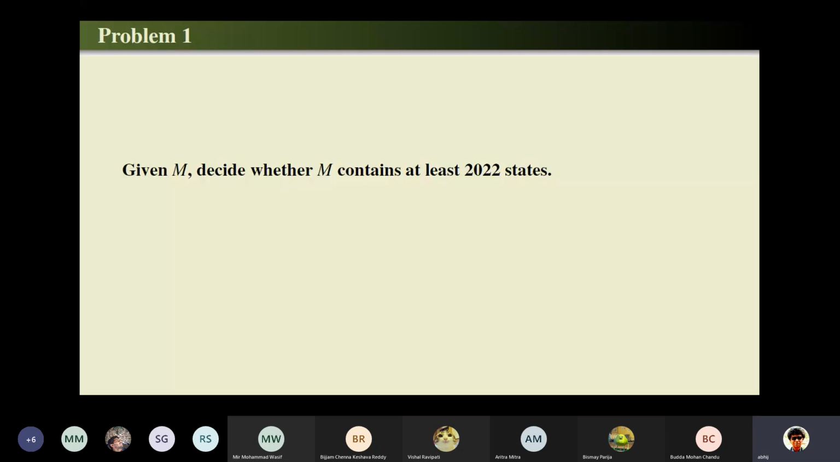of some decidable problems. Okay. And these are all decidable problems about Turing machines, not their languages. Decidable problems or properties of Turing machines. The first problem is very, very easy. Given the encoding of a Turing machine M, decide whether M contains at least 2022 states. This is extremely trivial, right? This is a decidable problem. You just look at that encoding and find out how many states there are and compare that with 2022. Take a decision. So this is trivially decidable.